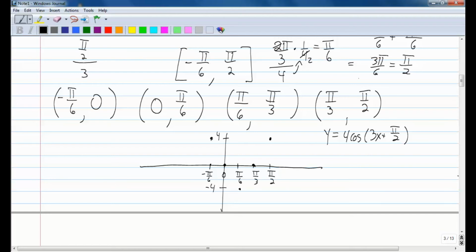Now connect these points with smooth curves. Probably not the best graph, but connect the points with smooth curves. And there you go. That's a rough sketch of y equals 4 cosine 3x plus pi over 2.